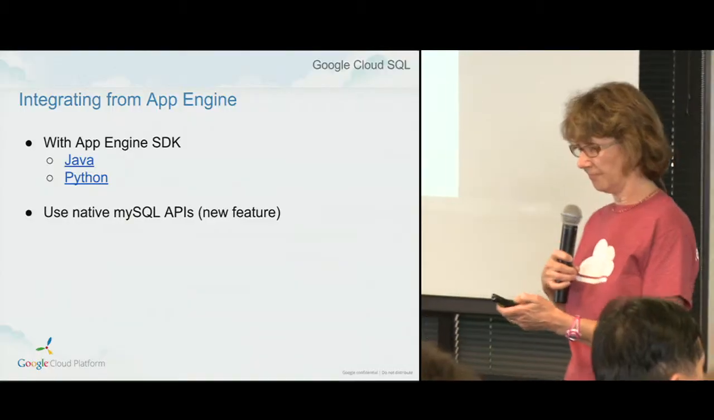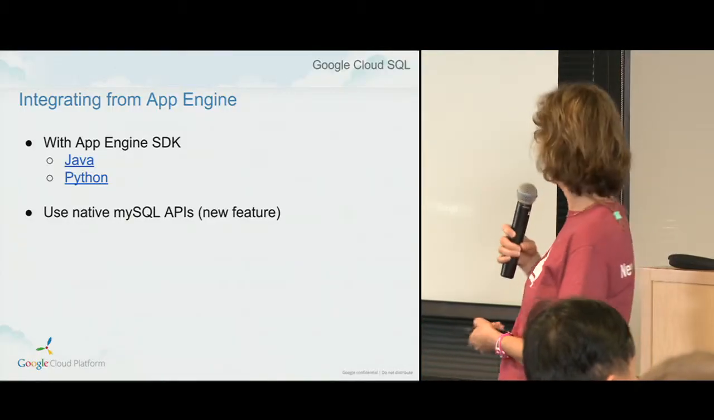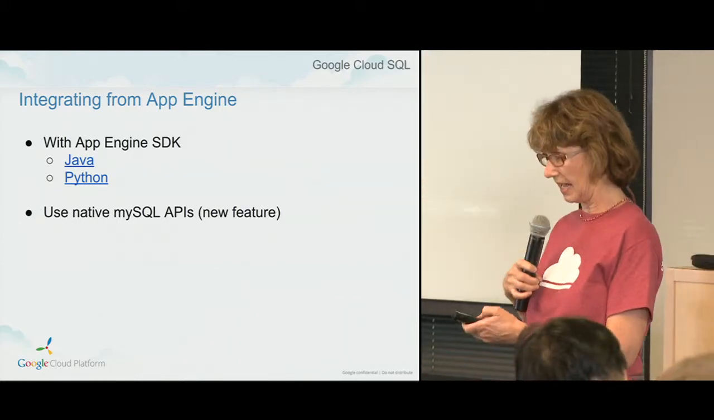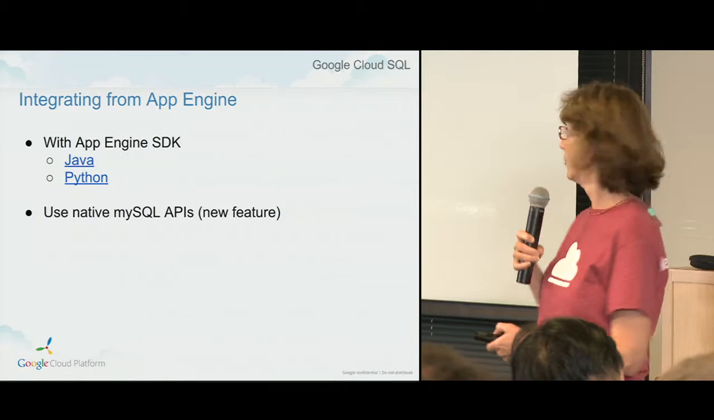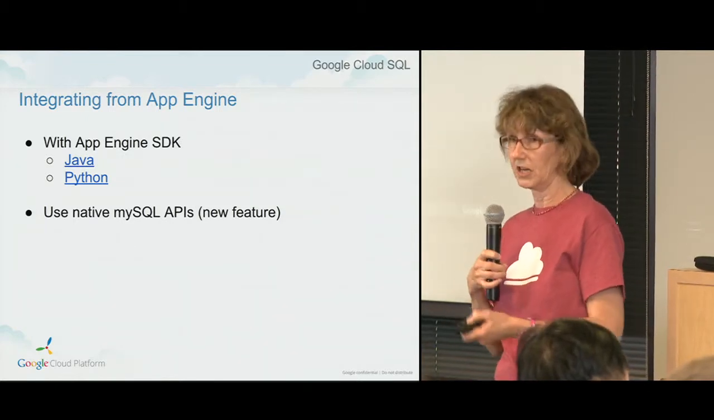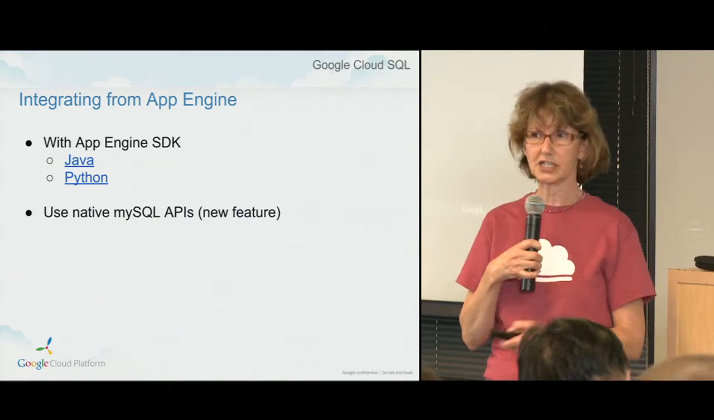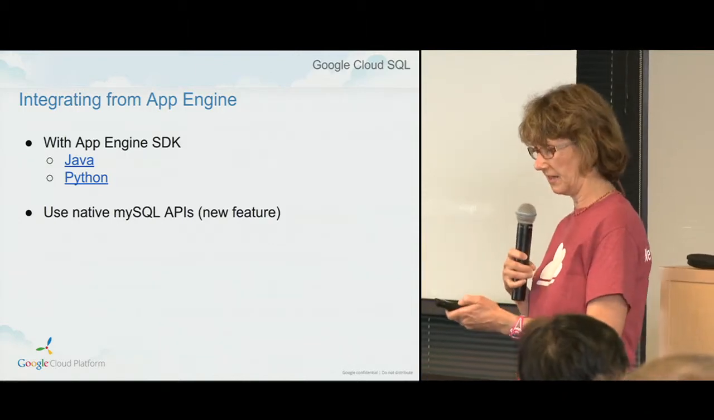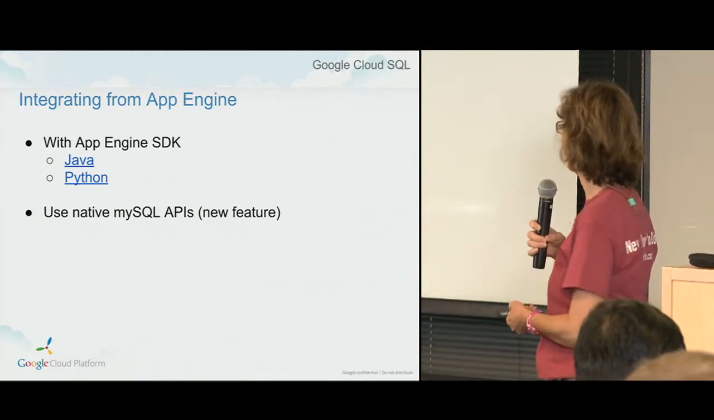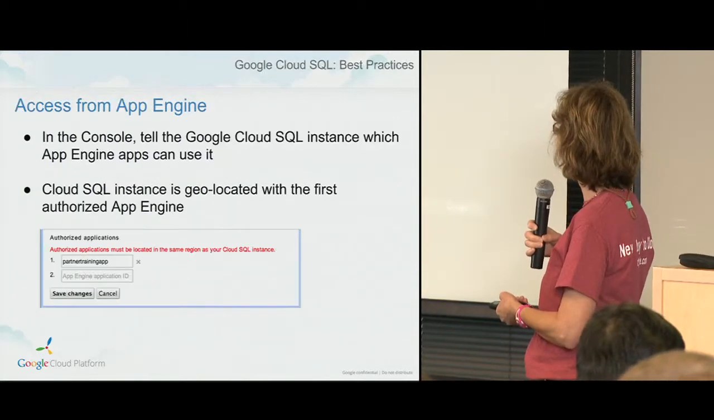So when you're integrating from App Engine, up until fairly recently, the way you had to do it was use the App Engine SDK and connect through the SDK. We've recently introduced the capability to use native MySQL APIs. The exercise that you're going to go through actually uses the App Engine SDK way. I think they're pretty similar, actually. It's just the way you connect that's different.